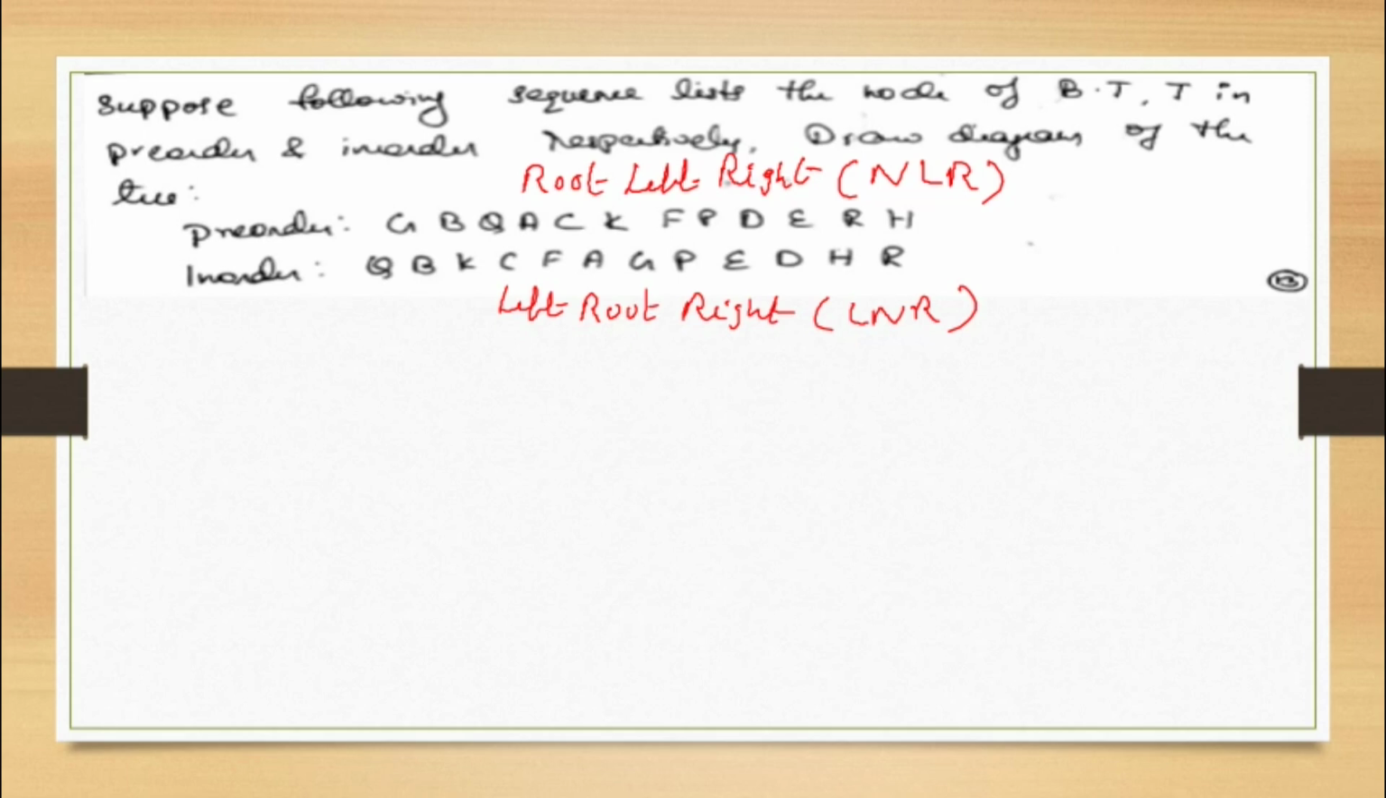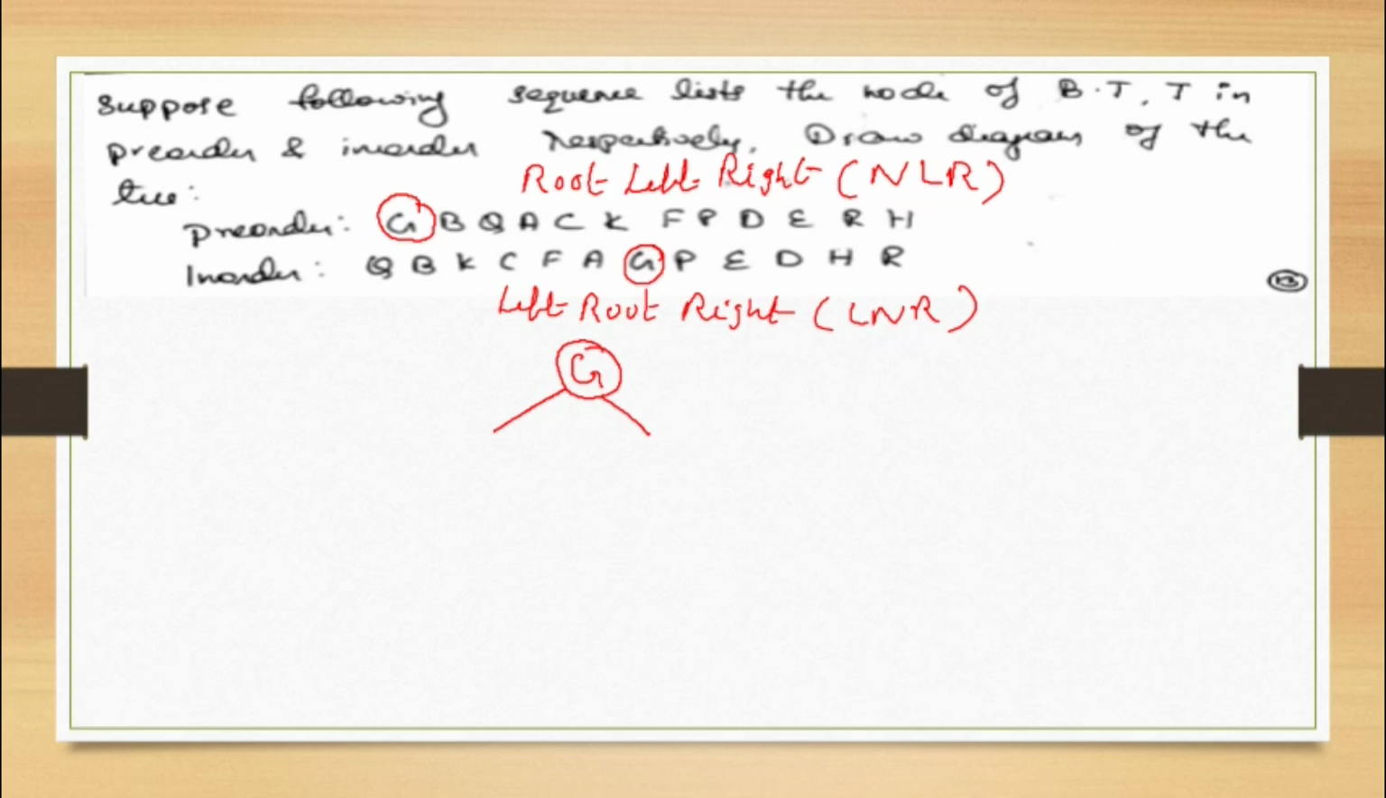So students, we know that the root comes first. Our first element will be G in the pre-order. Whichever element I visit, I just circle it. So G is our root. Then what will come to the left and right of G? For that, you have to go to the in-order and mark G here. In the in-order it is left, root and right.